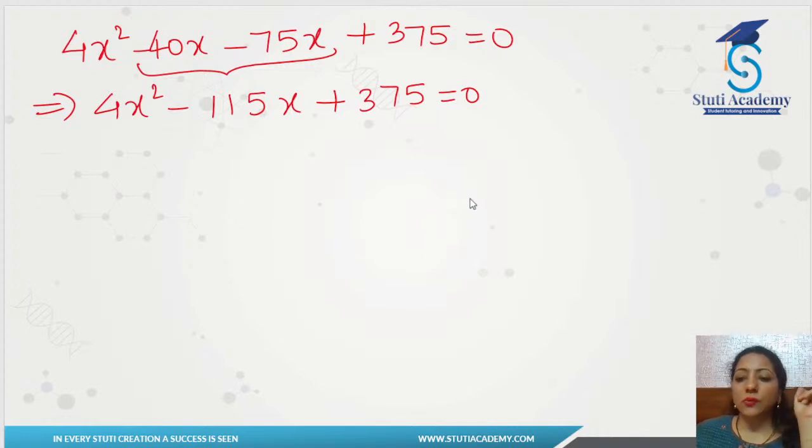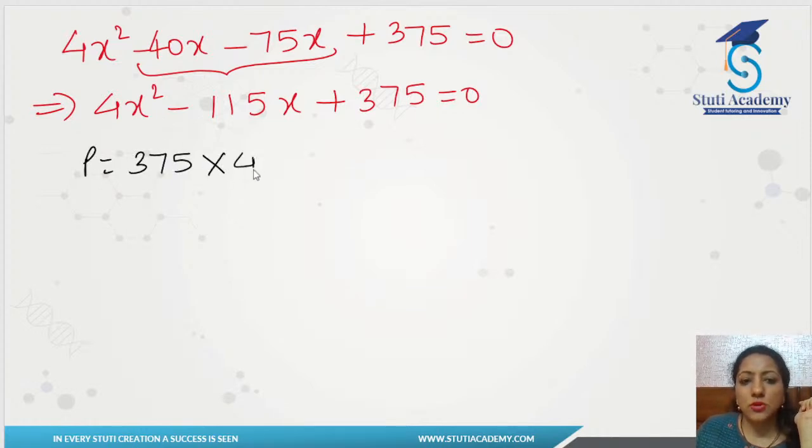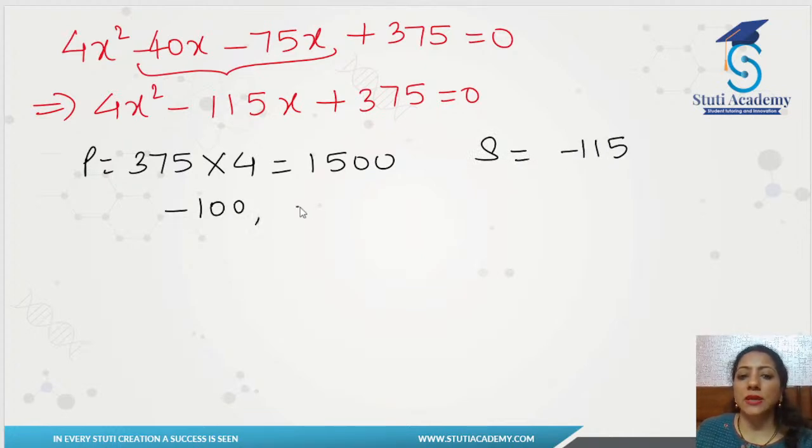Now that's the quadratic equation in one variable, and we are going to solve it using the factorization method. So we want two numbers whose product is 375 into 4. So how much is 375 into 4? This would be 1500. We want this as positive 1500, and the sum we want as minus 115. If we take minus 100 and minus 15, that is going to give us the product positive 1500 and will give us the sum minus 115.